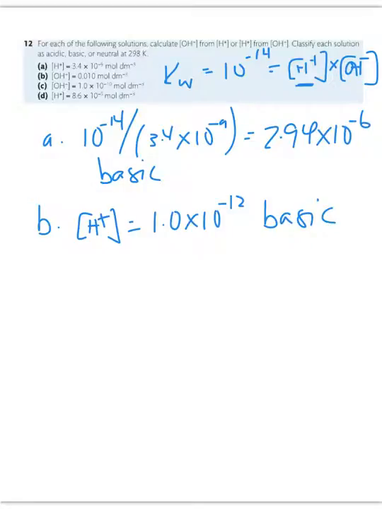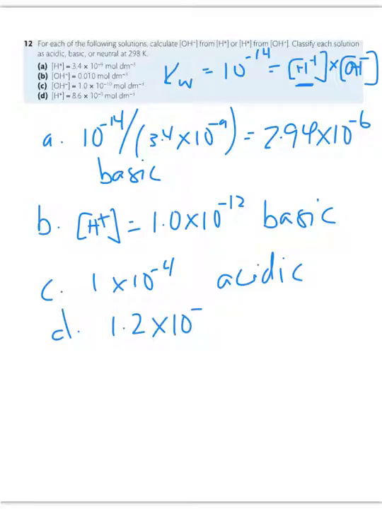C, 1 times 10 to the minus 10th is the OH, so this one's pretty easy. It should be 1 times 10 to the minus 4th for my H plus. This time my H plus is greater, so it's acidic. And D, 8.6 times 10 to the minus 5th. This one I have to actually divide the 10 to the minus 14th by this value, and I get an OH equal to 1.2 times 10 to the minus 10th, which again, the OH is less than the H plus, so this is also acidic.